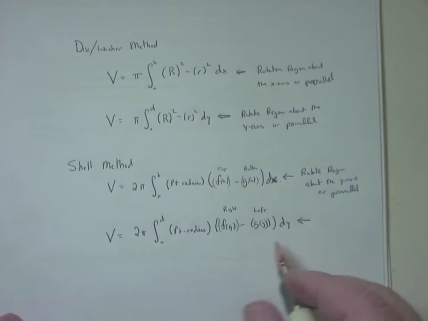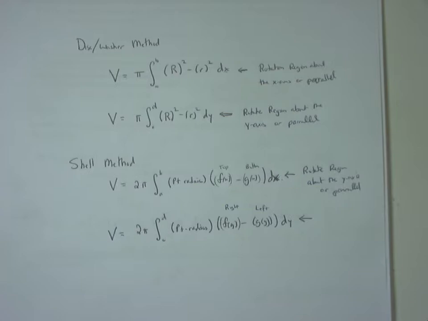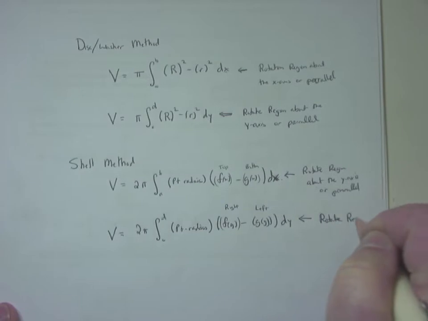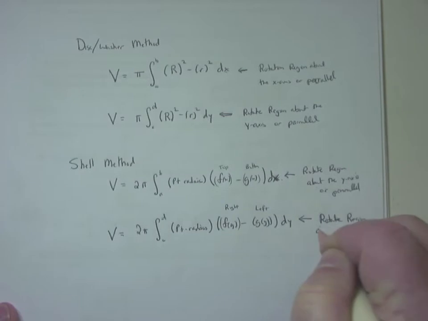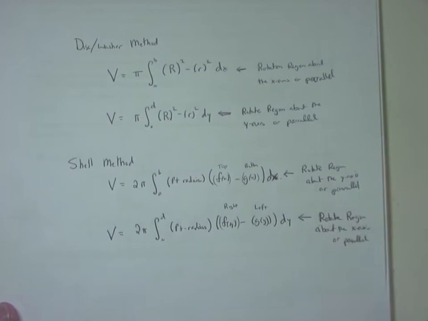Catch the pattern of what these formulas are doing. In this one, my function is going to be in terms of y, but the shell method will rotate around the opposing axis. So in this one, we're going to rotate the region about the x-axis or parallel to that x-axis.